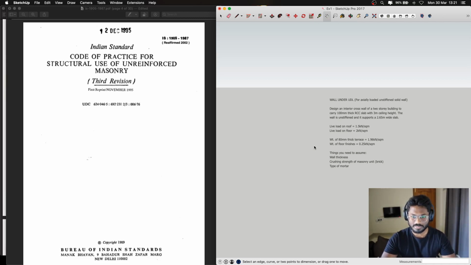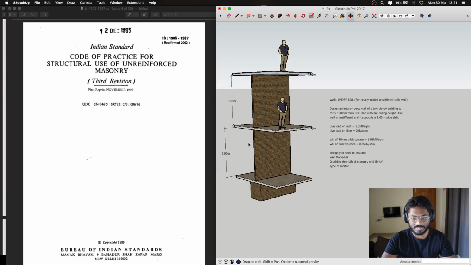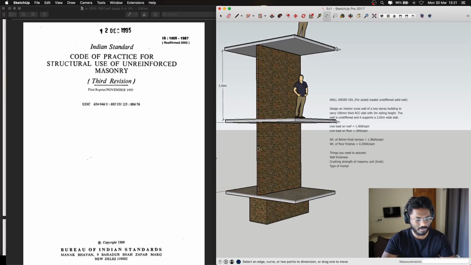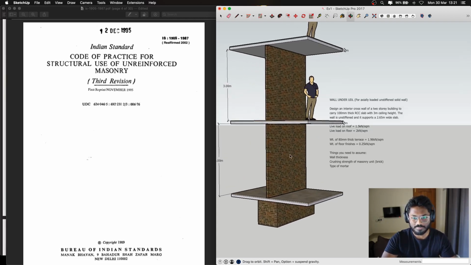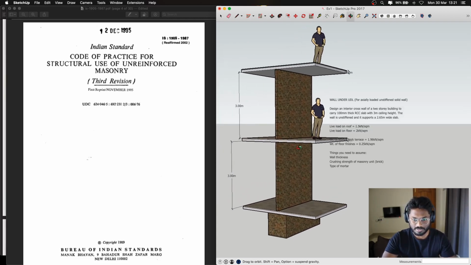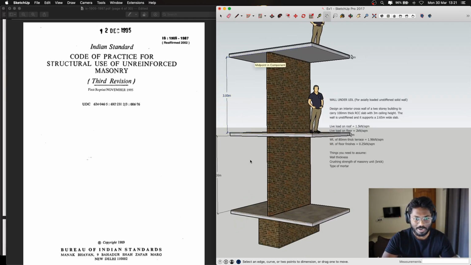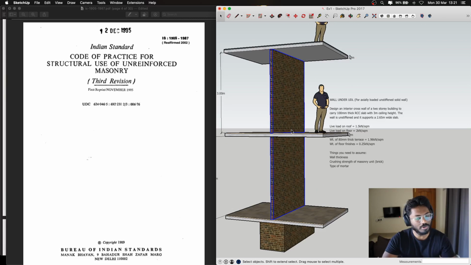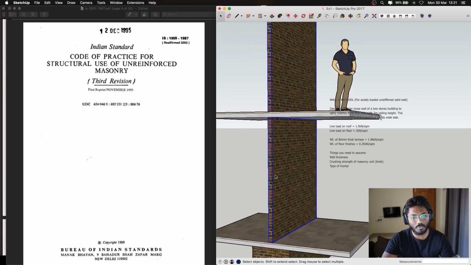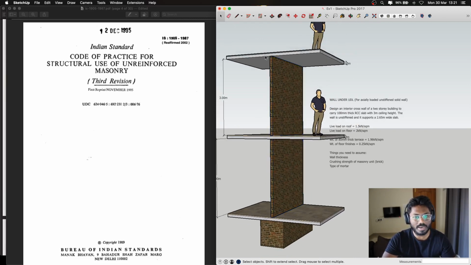So, like I said, I have already designed and modeled this in this particular software. As you can see, this is a two-story scenario where you have your first floor and you have your terrace. Our motive is to design the wall which is in this particular space. This is the masonry wall which we want to design, and it is the thickness of the masonry wall that determines whether it can carry the load of the above stories or the above live loads.